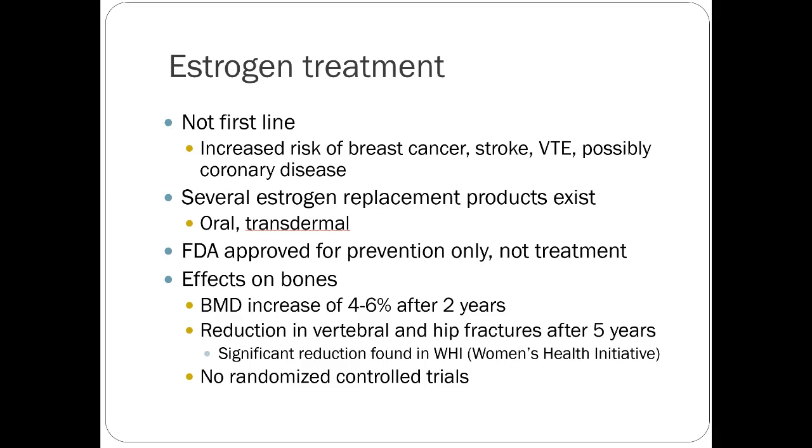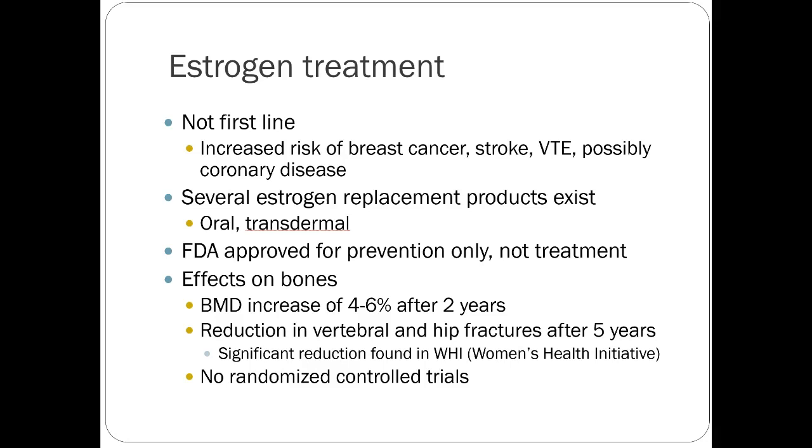So estrogen treatment is an option. I mentioned this briefly in some of the first mechanism of action type slides, but it's not really a first line thing. You do get a lot of risk increases when you supplement estrogen, especially long term. So breast cancer, stroke, venous thromboembolism, and possibly coronary disease are all increased when you take estrogen. There's a lot of different estrogen replacement products out there, oral, transdermal. More commonly, these are used for vasomotor symptoms during menopause, so hot flashes, to reduce the risk of that. FDA has only approved estrogen therapy for prevention of osteoporosis, not necessarily for treatment.